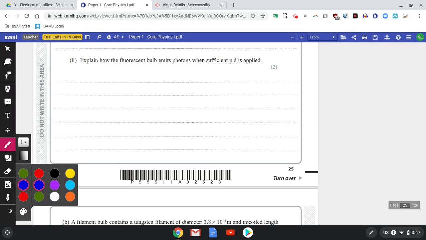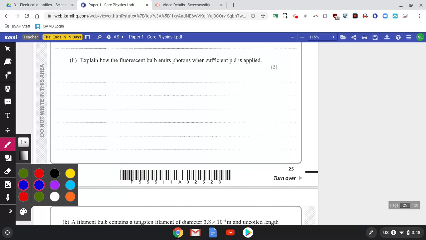Obviously, in it, there's two different types of atom here. Inside is mercury vapor, and on the outside of fluorescent bulbs, there's something called a phosphorus coating. Now, it's the phosphorus coating which is giving out loads of photons in the visible region, because mercury on its own does not glow very bright. You get lots of transitions with mercury vapor, but a lot of them are in the UV or the infrared region of the spectrum, so you don't get much intensity of light from the visible, but you do with phosphorus. Phosphorus gives much more photons in the visible region.